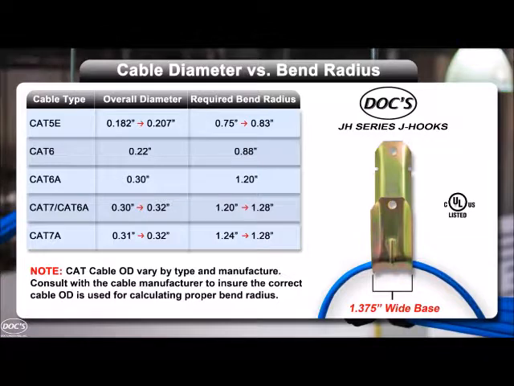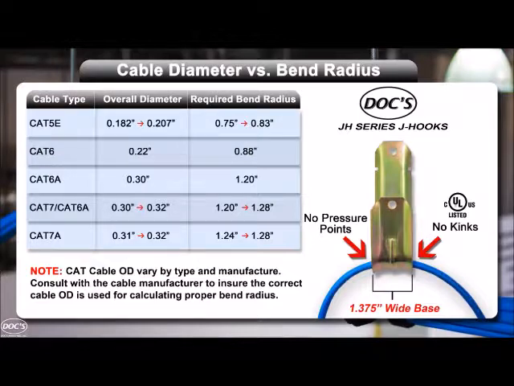In general, as cable has gone from category 5 to 7 to accommodate higher speed data transmission, the minimum bend radius required to maintain cable geometry has increased. For instance, a Cat6A cable with an outer diameter of 0.3 inches should have a minimum bend radius of 1.2 inches. Use a cable support that has a base wide enough to inherently maintain the minimum bend radius of your cable.